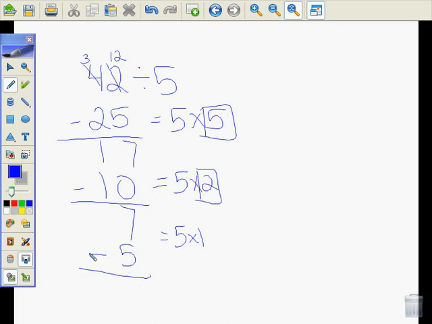I'm going to subtract this. 7 minus 5 is 2. So I'm going to take all 3 of these and add them together. 5 plus 2 is 7, plus 1 more is 8. And then down here, I've got 2 left over. So I have 8, remainder 2.